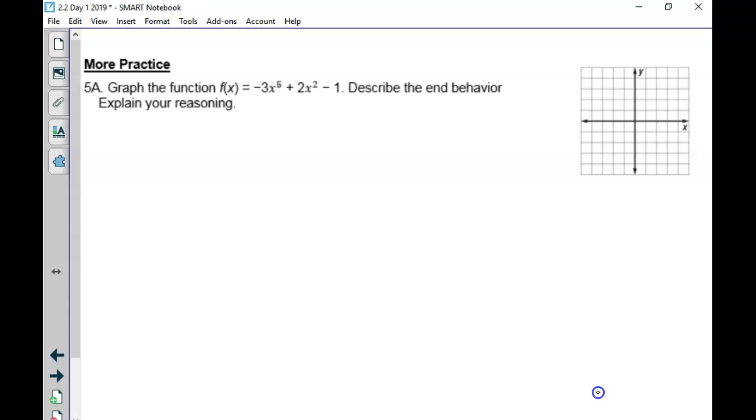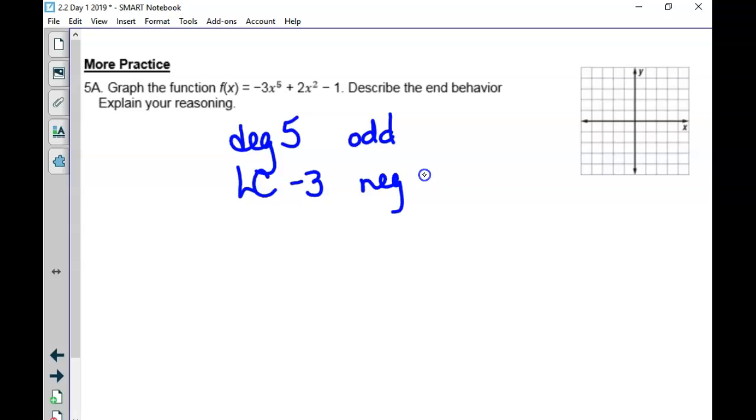All right, this one says to graph it and describe the end behavior. Can we describe the end behavior before we go to the graph? What's the degree? Leading coefficient? Negative 3. So odd degree means the ends are going opposite ways. What does a negative leading coefficient mean? The left is actually going where? Up?